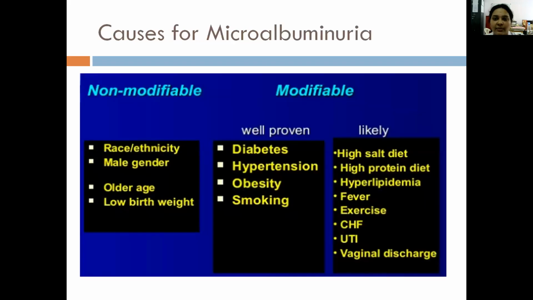So, what are the causes for microalbuminuria? It can be broadly classified into non-modifiable and modifiable. Under non-modifiable, race and ethnicity play an important role, followed by male gender, old age, and low birth weight. Under the modifiable factors, the well-proven ones are diabetes, hypertension, obesity, and smoking, and likely proven are high salt diet, high protein diet, hyperlipidemia, fever, exercise, congestive heart failure, urinary tract infection, and vaginal discharge.